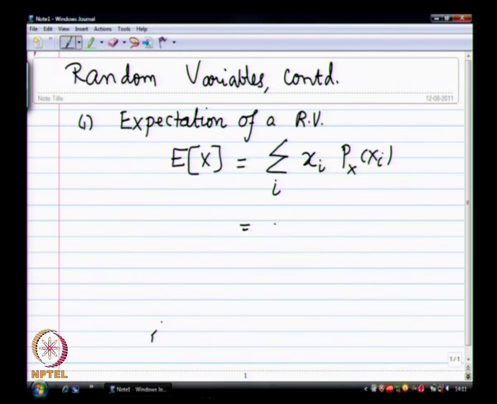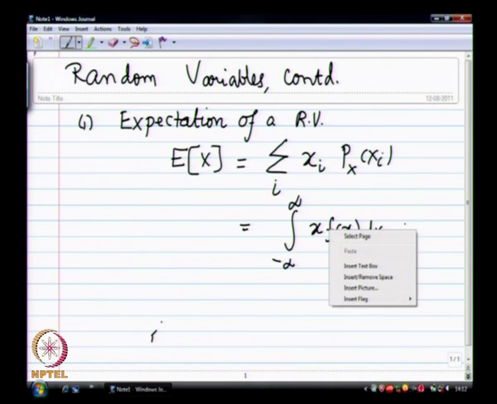And if it's a continuous random variable, instead of the summation you integrate over all possible values of x into p of x. This does not always converge. So this is your continuous random variable.